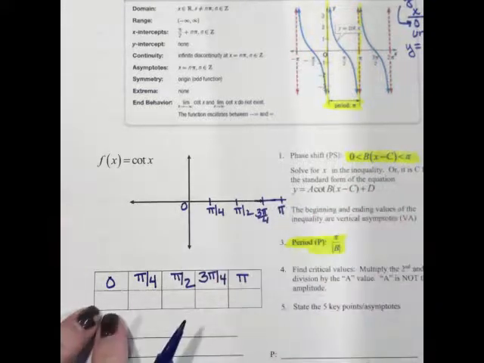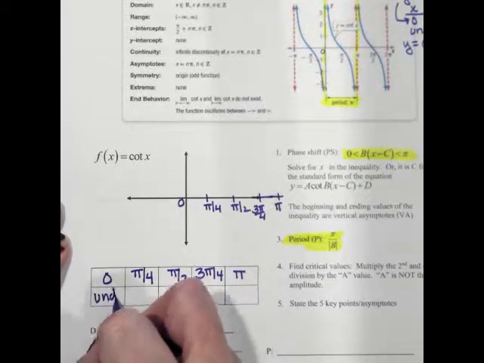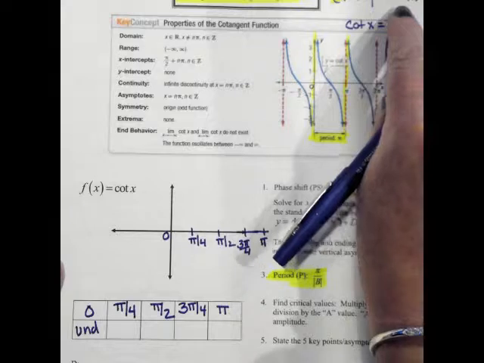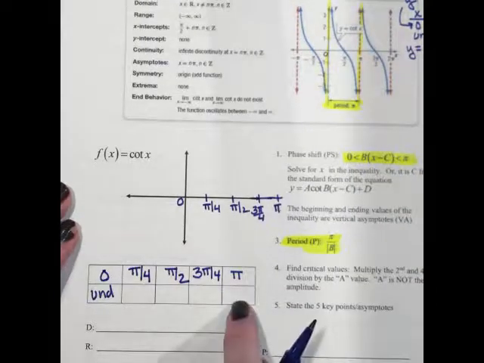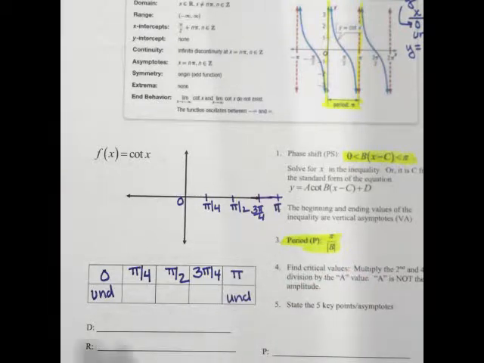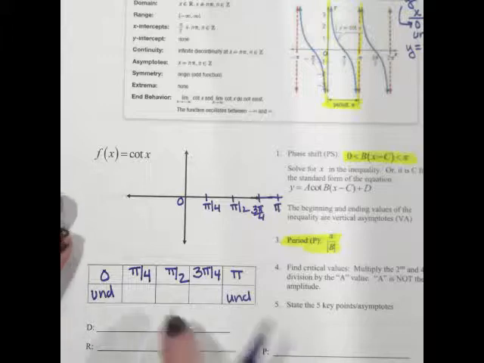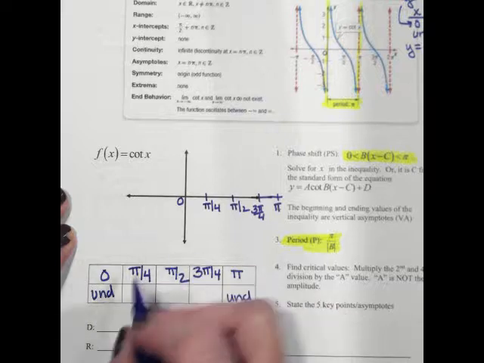from my unit circle, the cotangent of 0 is going to be undefined. Because again, x over y, 1 divided by 0 is undefined. Same thing, it's going to be undefined at pi. So just like tangent, you're going to start and end with those vertical asymptotes. Then, when you look at your unit circle, cotangent of pi over 4, I'm in quadrant 1, that's going to be 1.